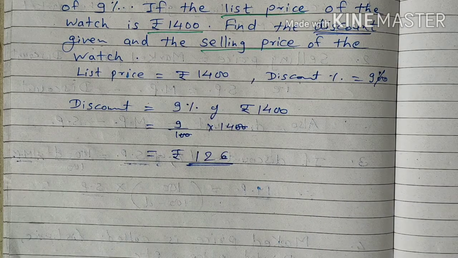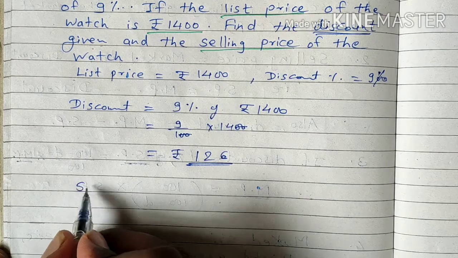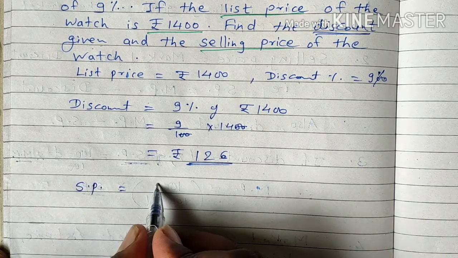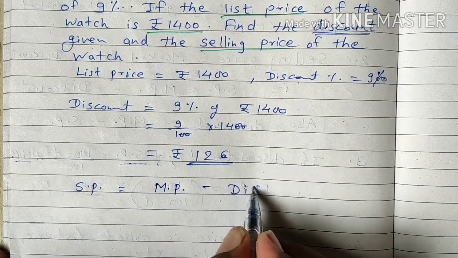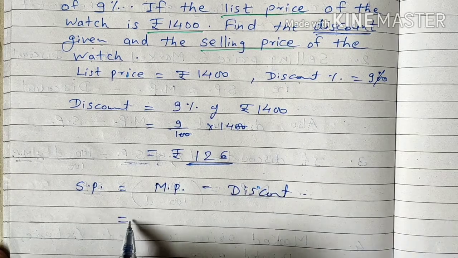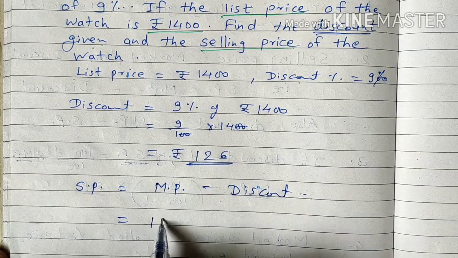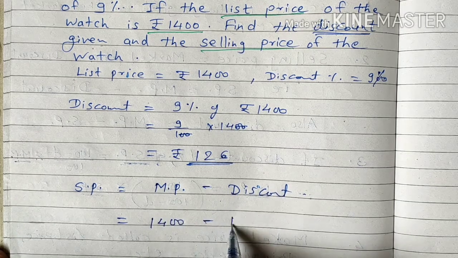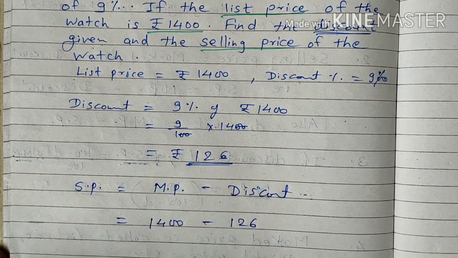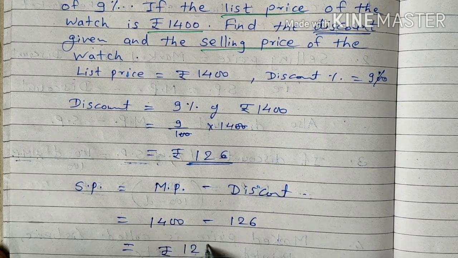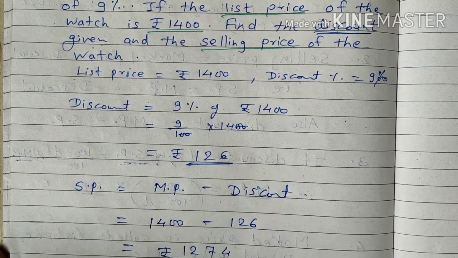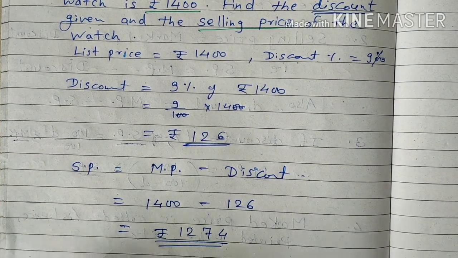Okay. Now let us find the selling price. To find the selling price, we have this formula: list price, or we can say the market price, minus discount. The market price given in our question is 1400, minus discount 126 rupees. Correct? Subtraction of these two values becomes rupees 1274. This is the selling price, rupees 1274.